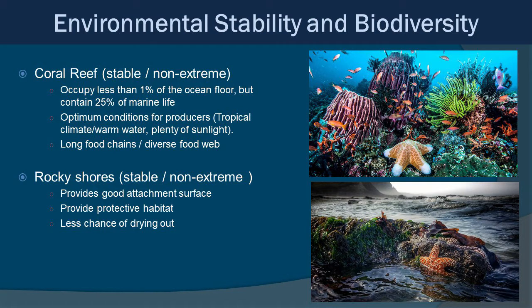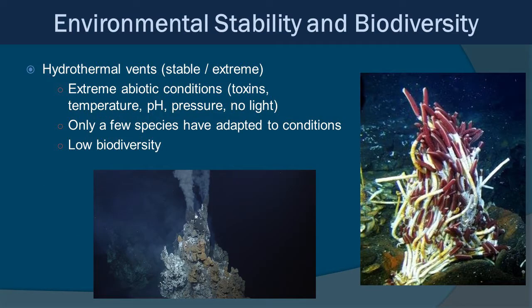Another example would be rocky shores, which are, again, stable and non-extreme, and they actually provide very good attachment surfaces for organisms, whether it be algae, mussels, barnacles, clams, things like that. And this provides protective habitat for them. And thus, they have less chance of drying out or being dislodged, things like that. So rocky shores and coral reefs, both stable and non-extreme habitats that tend to have high biodiversity.